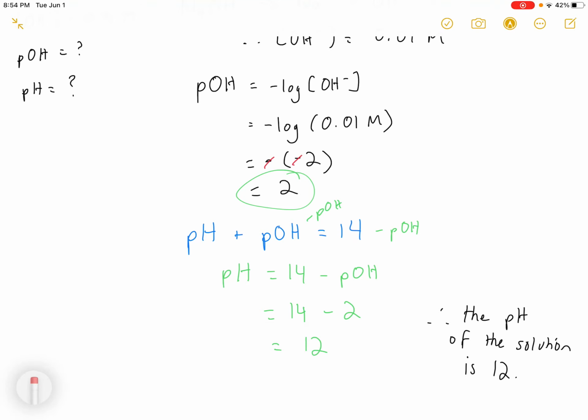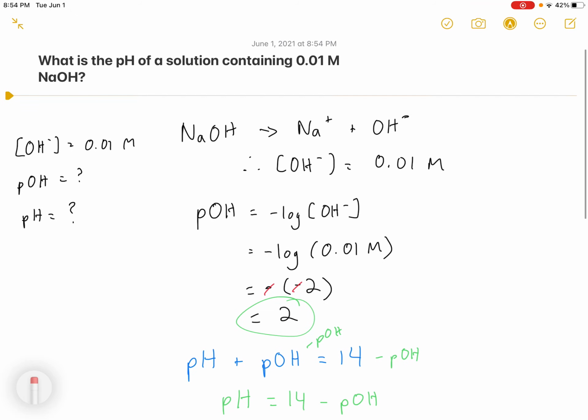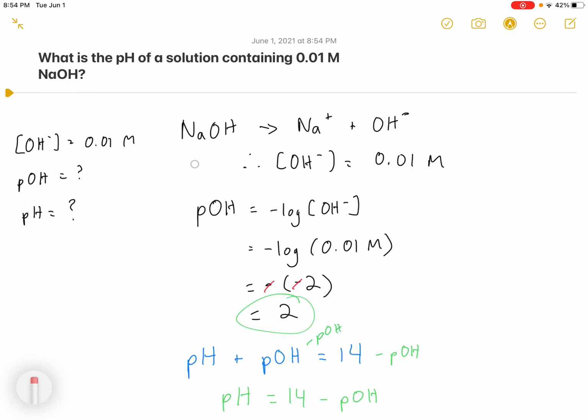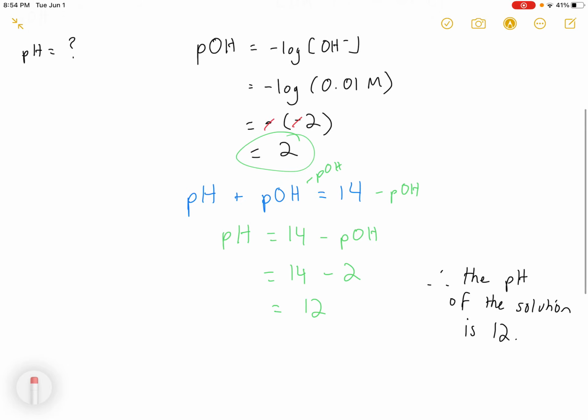Another good way we can check these kind of questions to make sure that they're correct: the pH is 12, and then we know from the pH scale that pH values of greater than 7 are basic, and a pH of 12 is very basic. So we also know that sodium hydroxide is a base, so it would make total sense that sodium hydroxide would ionize in water to give you lots of hydroxide anions and therefore make a very basic solution. So the math works out, and then conceptually it also works out.